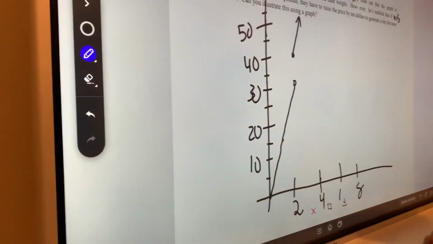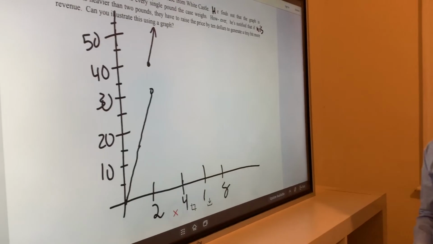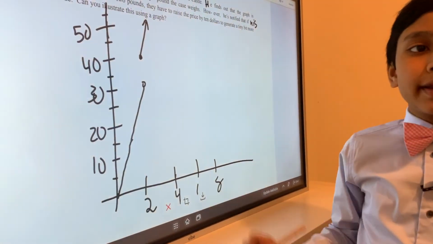And you can see it going on. So this is how we can illustrate it using a graph.